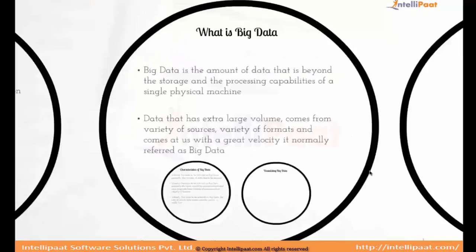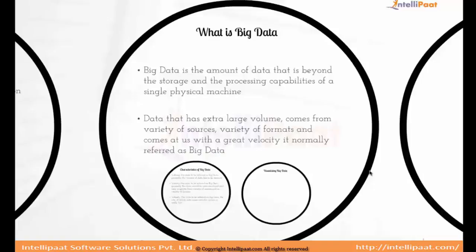Big data is the amount of data that is beyond the storage and processing capabilities of a single physical machine. So in the most layman terms, big data is the amount of data where one machine gives up. If you have all the resources with you, still there is a limitation on how much hardware you can stuff on a single physical machine. So what big data talks about is an amount of data that is really massive and one machine cannot handle it.